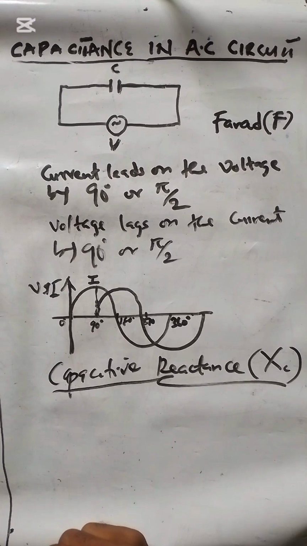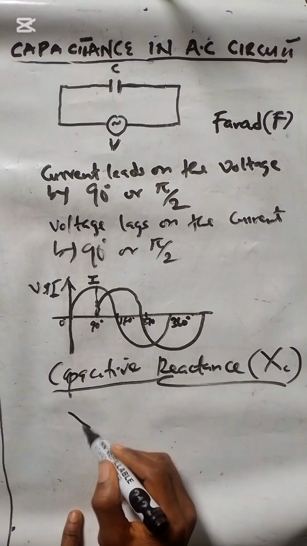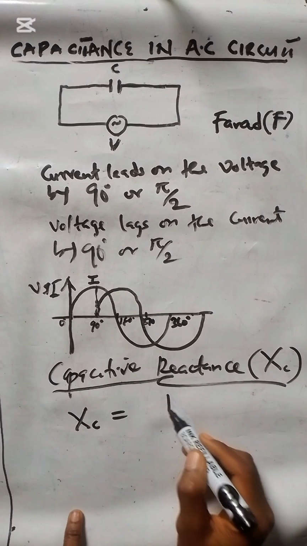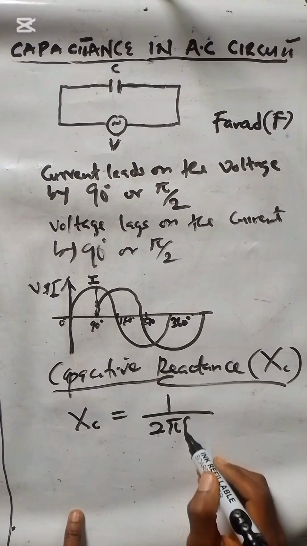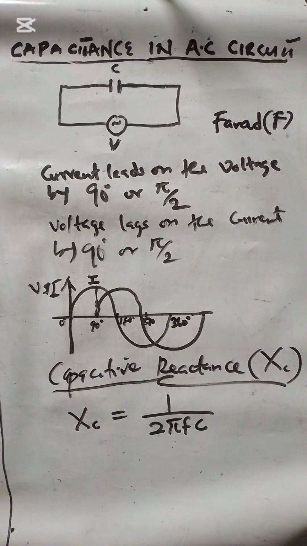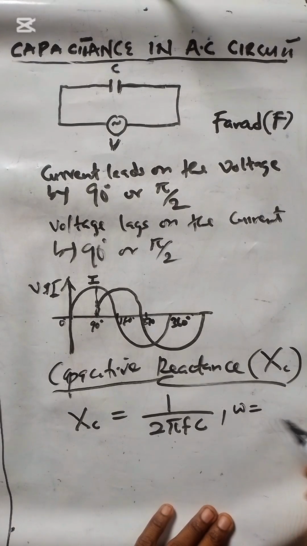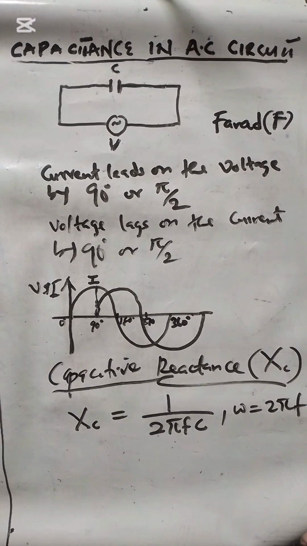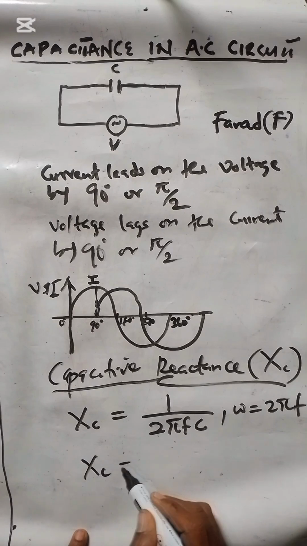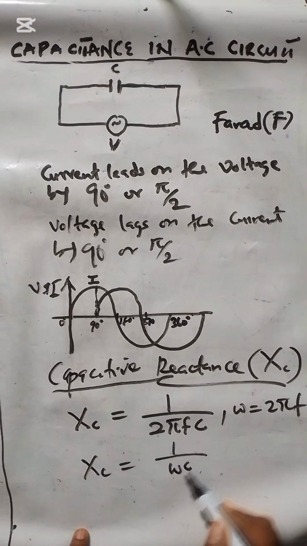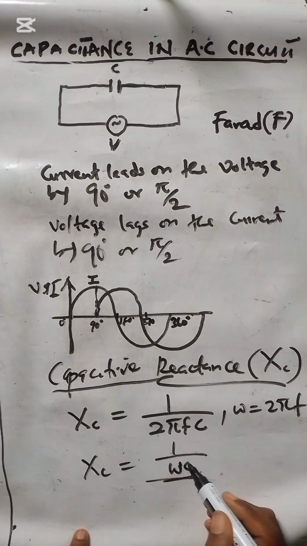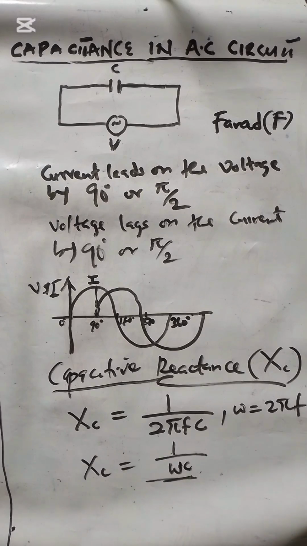Capacitive reactance is given by X subscript C is equal to 1 over 2 pi FC. And don't forget our omega, the angular velocity or speed, is equal to 2 pi F. So this can also become 1 over omega C. So take note of that.